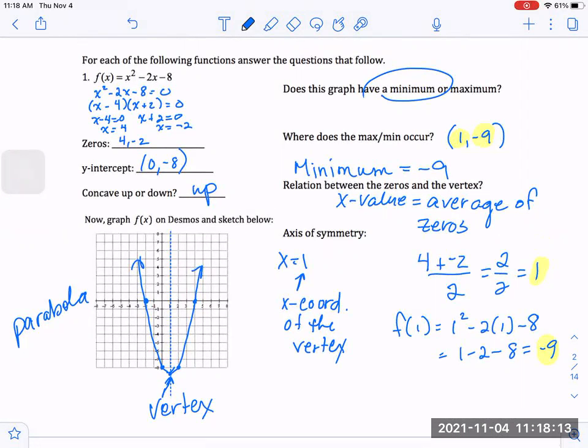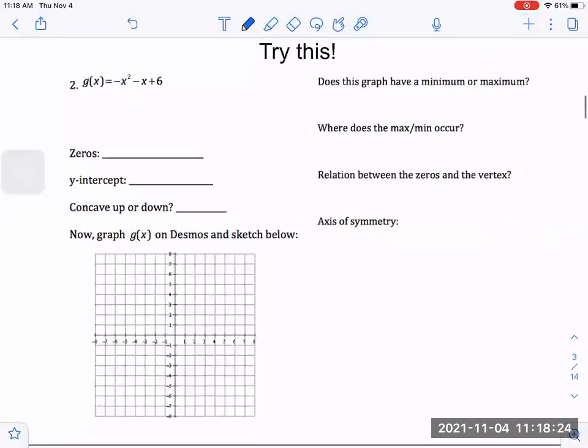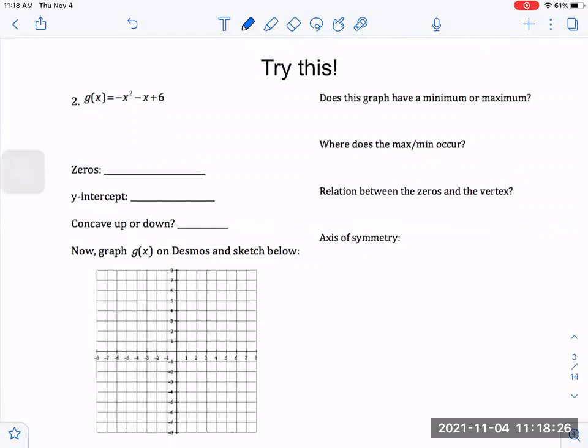Any questions? Thumbs up, thumbs down, sideways on that. Okay. I want you to try this one. Do exactly what we just did for the last problem. Try this one.